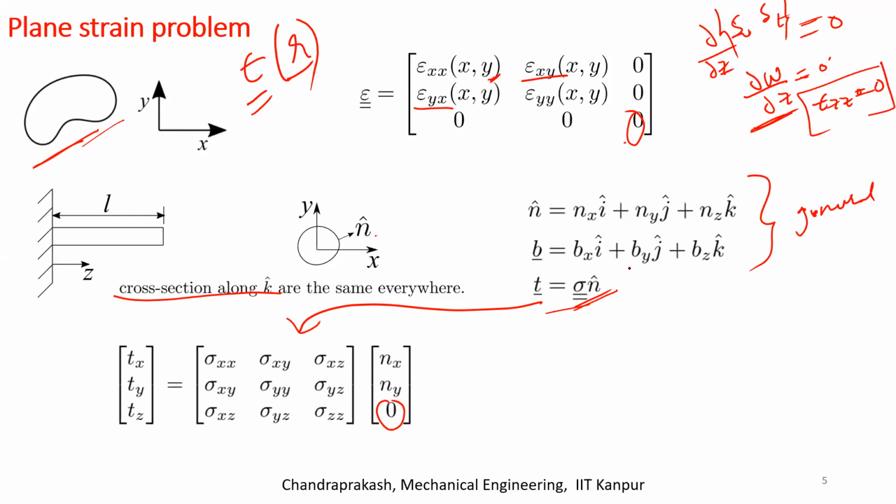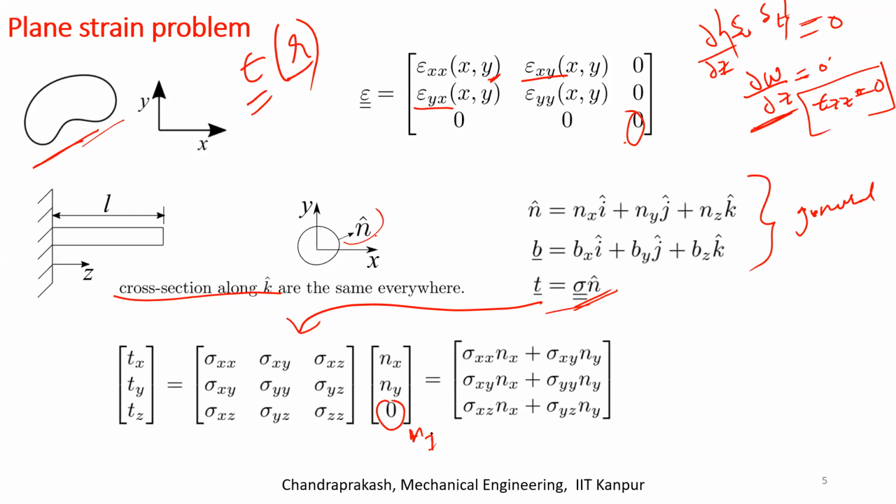And we said it is enough if I analyze the plane, cross-sectional plane of the object. And once I take the cross-sectional plane, my nz, the Z component of the normal, turns out to be 0. Right? So let's see how this equation simplifies. So this is what you get. So your traction will basically look like this. So let's see what this means.